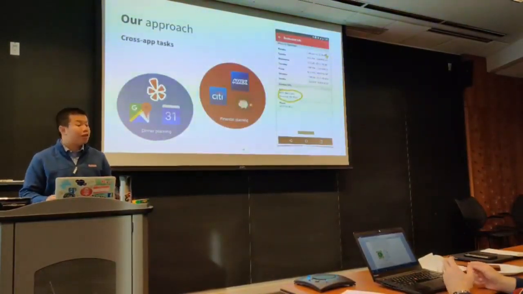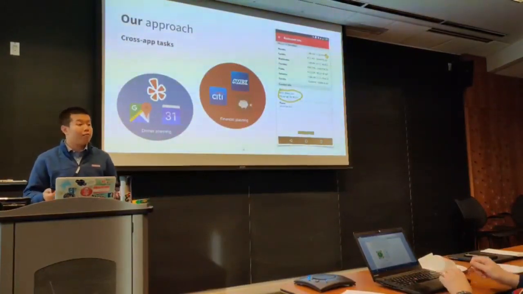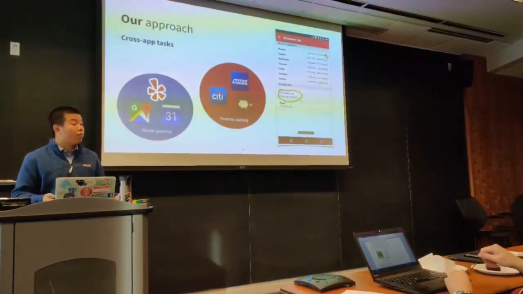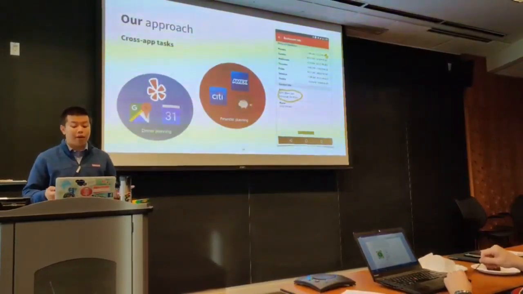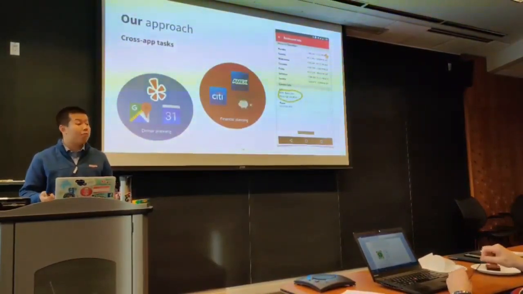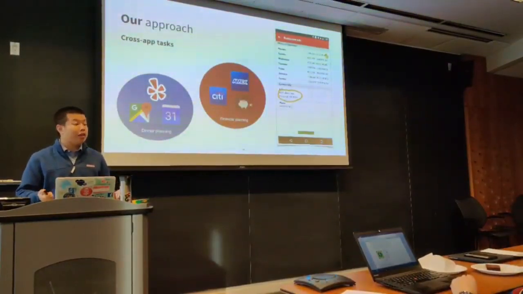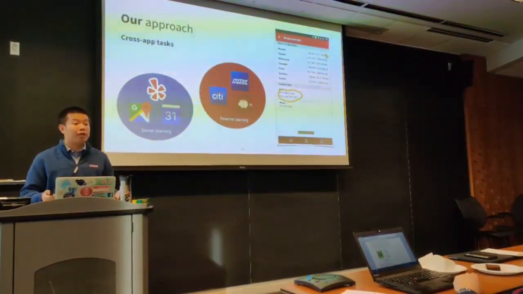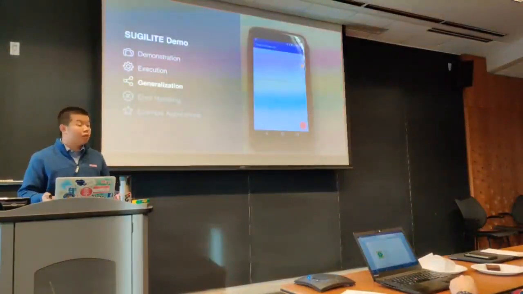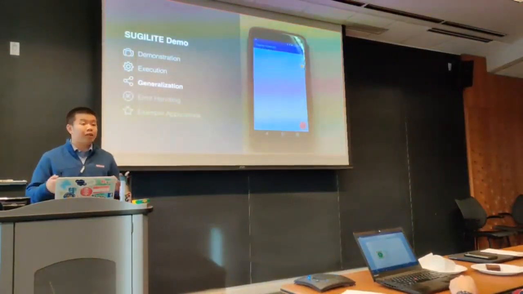Sugilite also supports cross-domain tasks. There are many smartphone tasks that involve multiple apps. For example, for planning a dinner, one may need to use apps like Yelp, Google Maps, and Calendar. Sugilite allows the user to teach the agent tasks across multiple apps, and also transfer information between those apps. I will now show you a video demo of some of the features I just talked about.